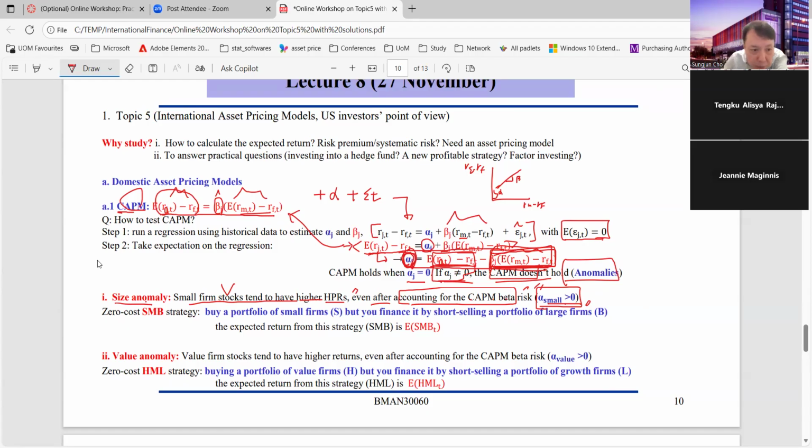Now, what is the value premium? Value stock, the stock with high book-to-market ratio, tended to have higher returns even after accounting for the CAPM beta risk. So now, instead of J, you're going to put a group of value firm stock. If you buy a group of value firm stock, that strategy will generate alpha, the excess return, more than what CAPM says you should earn. That's the part here, even after accounting for the CAPM beta risk. So using symbols, alpha is bigger than 0. That's the meaning of value anomaly.